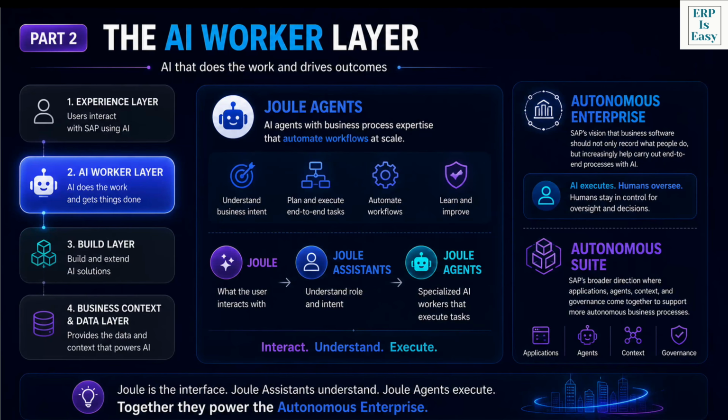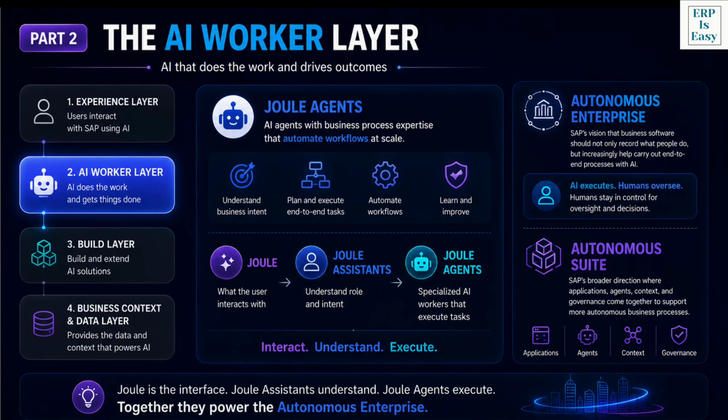Think of agents as AI workers with business process knowledge. They are designed to automate tasks, execute workflows, and support business processes at scale. So here's a simple way to think about it. Joule is what the user talks to. Joule assistants help understand what the user is trying to achieve, and Joule agents help carry out the actual work behind the scenes. SAP connects this idea to a much bigger vision called the autonomous enterprise.